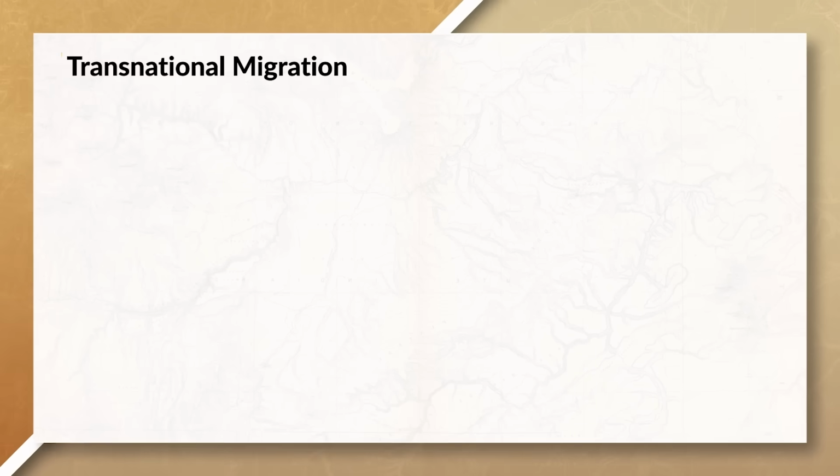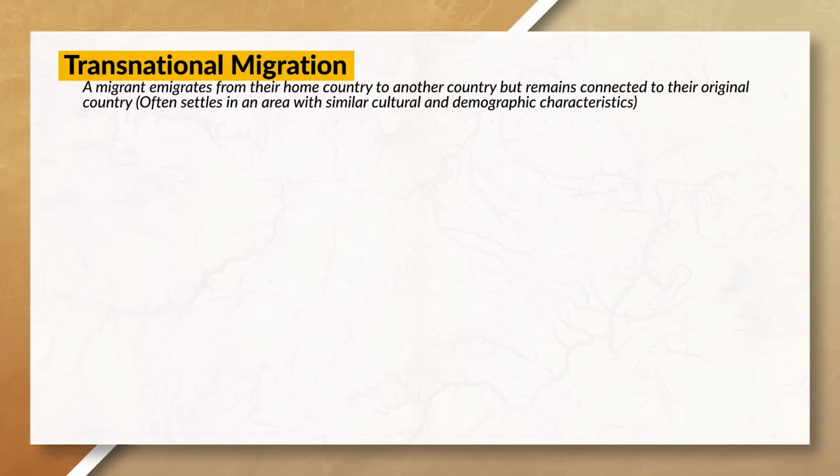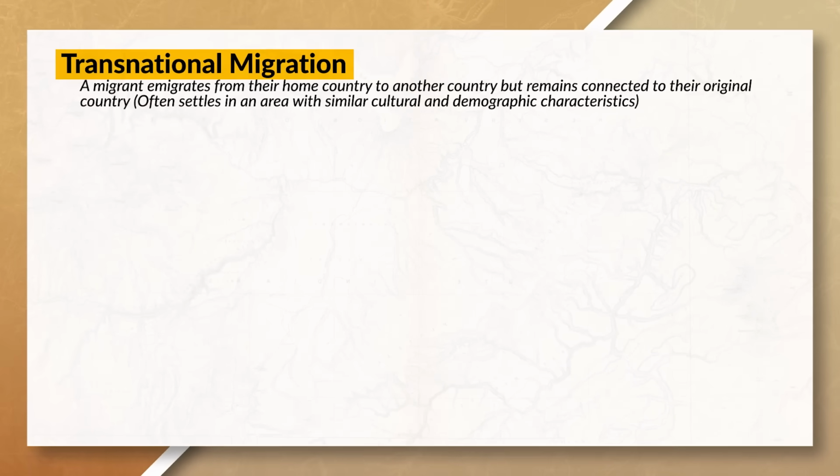Now, unlike forced migration, voluntary migration happens because people are choosing to leave their current location on their own free will. Transnational migration occurs when people choose to leave their country of origin and seek residence in a different state. Typically, transnational migrants maintain ties to their home country and settle in areas with similar cultural values.